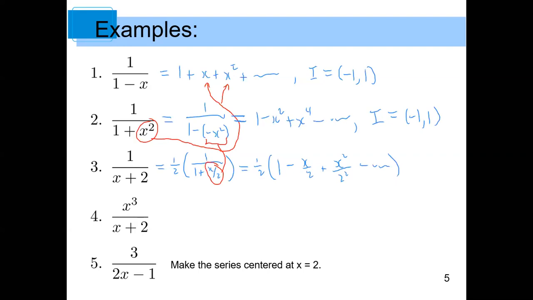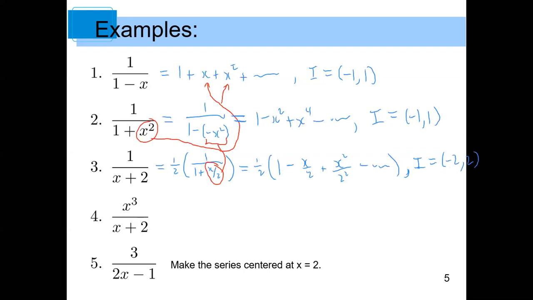And what was the interval of convergence here? What was the interval of convergence? You remember? What was the interval of convergence? x over 2 in absolute value less than 1 means x in absolute value needs to be less than 2, which means x could be between where and where? -2 and 2. So the radius of convergence is now 2.